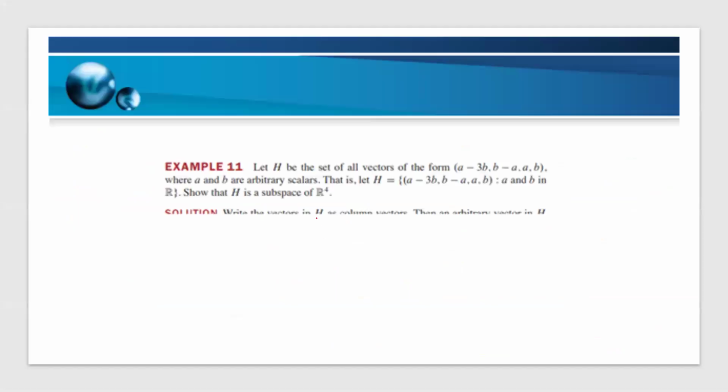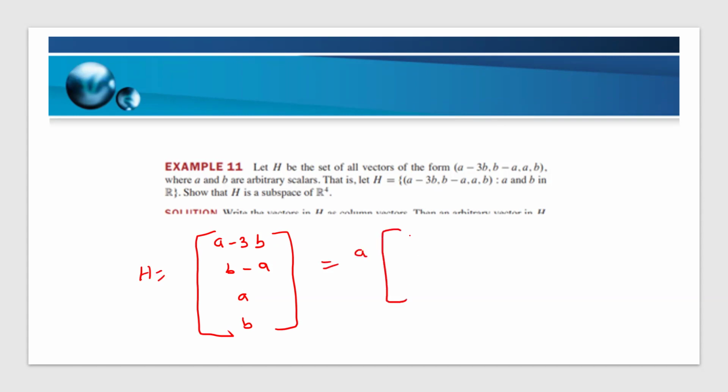Next, let us take an example. Let H be the set of all vectors of the form (a minus 3b, b minus a, a, b). So this is your H. H is the set of all vectors of the form, which can be written as a times (1, 0, 1, 0) plus b times (minus 3, 1, 0, 1).